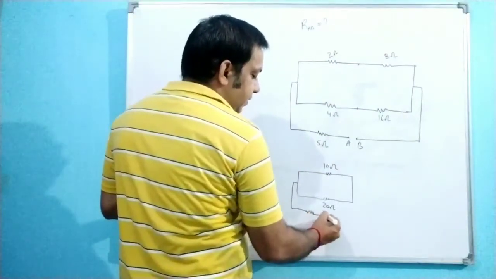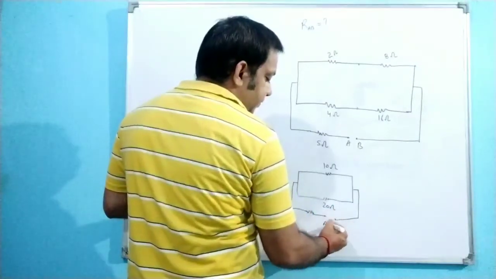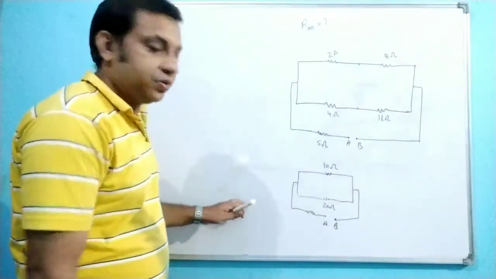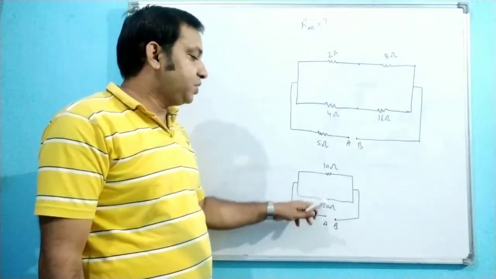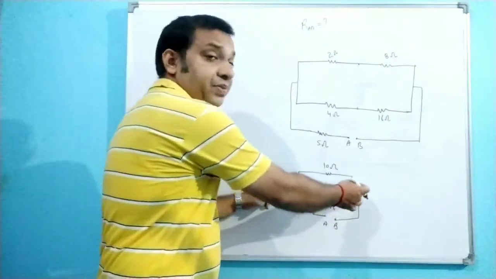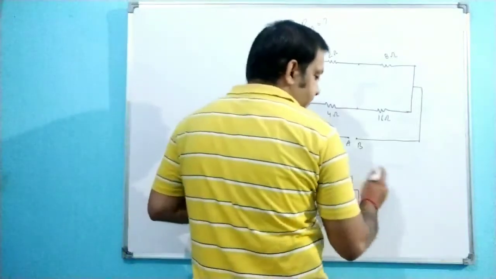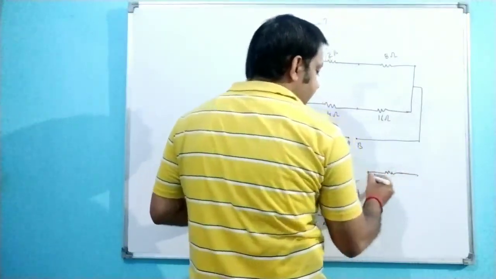Another resistor is here, and this is the A point, and this is the B point. So this is the 10 ohm, this is the 20 ohm. Two resistors are here. Now these two are across this point, parallel to each other. So after simplification, you will get one resistor, and the value of that resistor is how much?